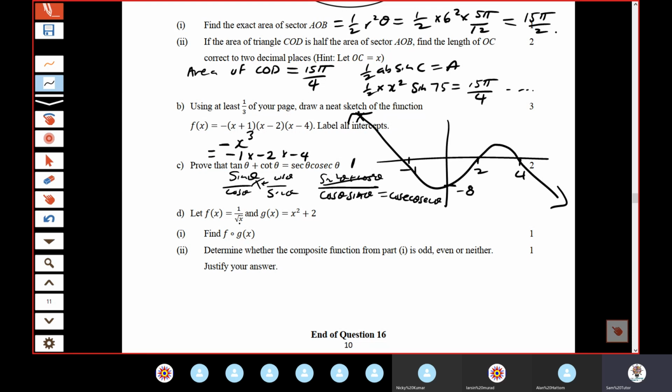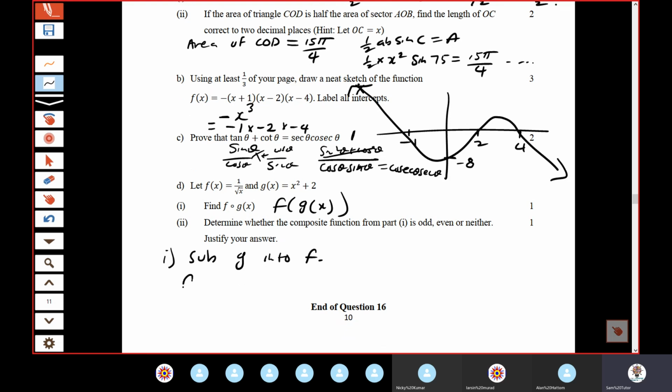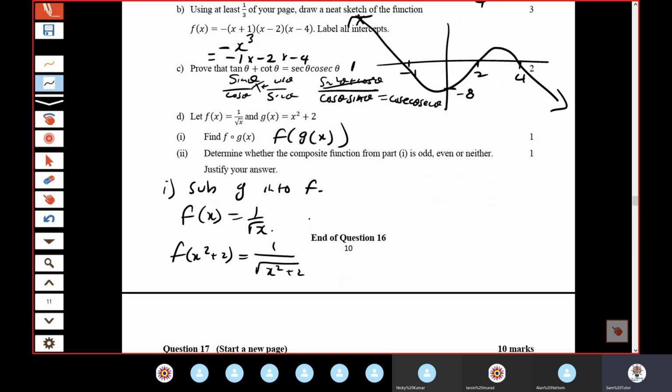If f of x equals 1 on root x and g of x equals x squared plus 2, find f of g of x. Remember, this means this. So essentially it means sub g into f. So there's your f. Now instead of being x, I'm going to substitute g in. So it's going to look like this: 1 on root x squared plus 2. 1 on square root x squared plus 2.